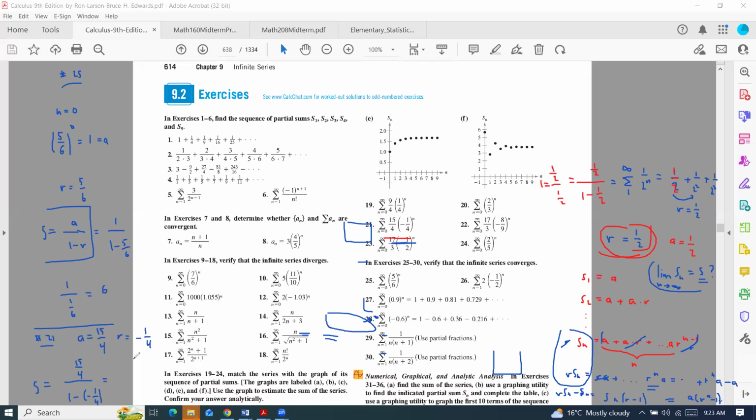As long as your ratio in absolute value is less than 1, the absolute value of this ratio is 1/4, right? The absolute value is positive 1/4, which is less than 1. Then we can use the formula.